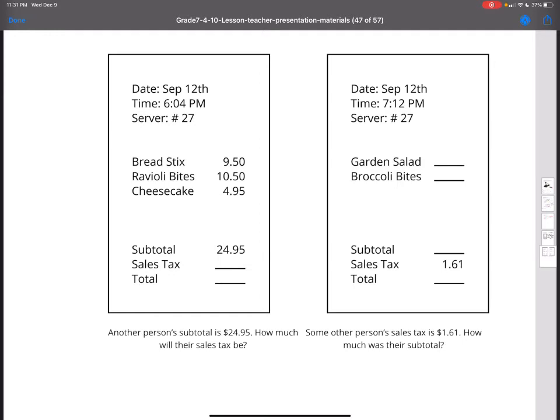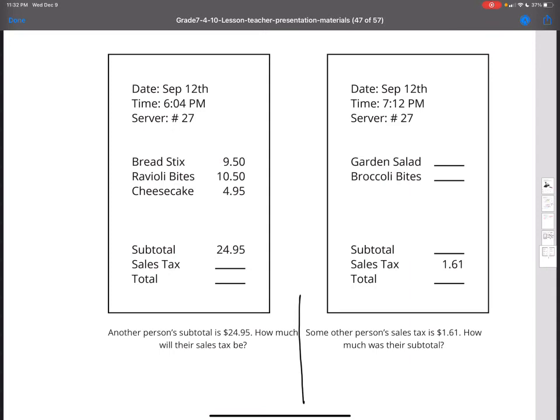Okay. And then it said, and I'm going to kind of draw a line so you guys can know that this goes for that question and then this goes for the next question. It says some other people's sales tax is $1.61. How much was their subtotal? Okay, so now we're going to have to work backwards. Okay, so it said the subtotal is $24.95. How much would their sales tax be?